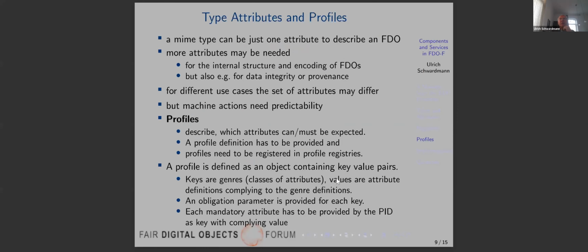Next step is then profiles, because these type attributes in an FDO record, which could be a PID, for instance, have to be described. So the machine needs to know what it can expect when the FDO record is used. And these are, again, very similar to what a type definition is to some extent. So at least they can be described in a similar way.